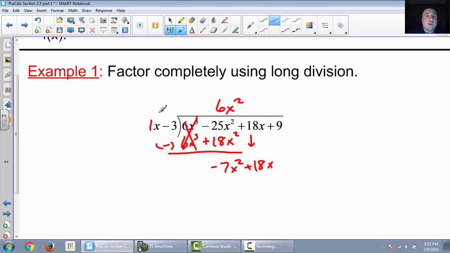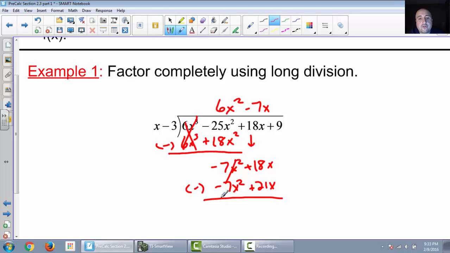So what do I have to multiply x by to get negative 7x squared? Hopefully you see that it's negative 7x. Once you have the piece, you multiply. Negative 7x times x is negative 7x squared. Negative 7x times negative 3 is positive 21x. All right, so let's see what we have here. Remember, we're subtracting now.